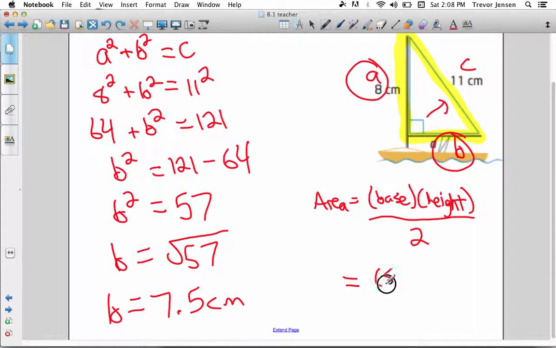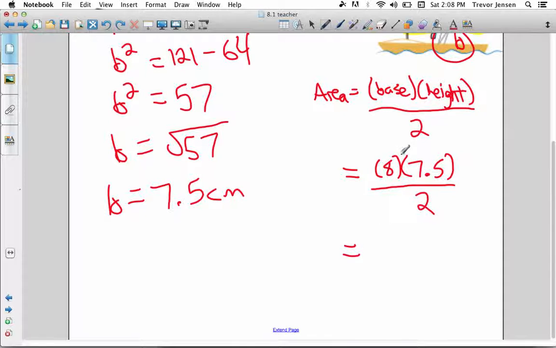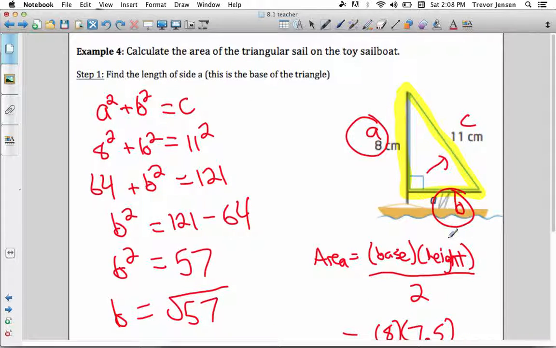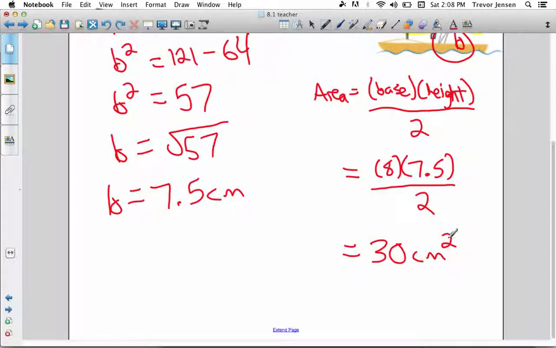Okay, so my base and my height are my legs. My legs have lengths of 8 and 7.5, which I just determined using Pythagorean Theorem. I must then divide that answer by 2. So if I do 8 times 7.5 divided by 2, that will give me 30, and my area, I know I'm going to be in units squared, so centimeters squared. So the area of that sail is 30 centimeters squared.